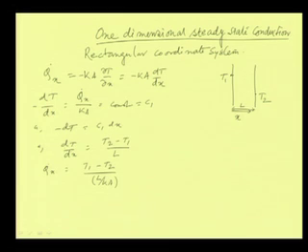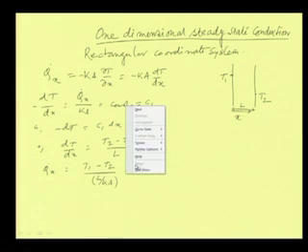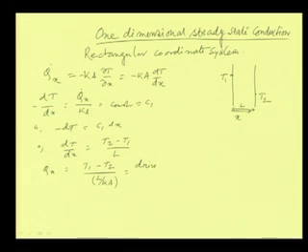So, we can say that the rate of heat transfer is driving force by resistance. The numerator is the driving force, and the denominator is the resistance. This is the heat transfer rate, that is nothing but the heat flow.